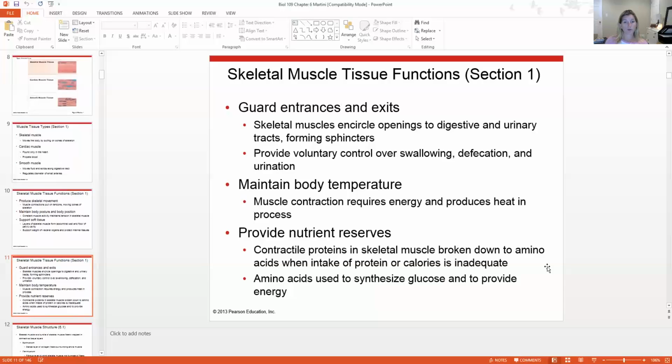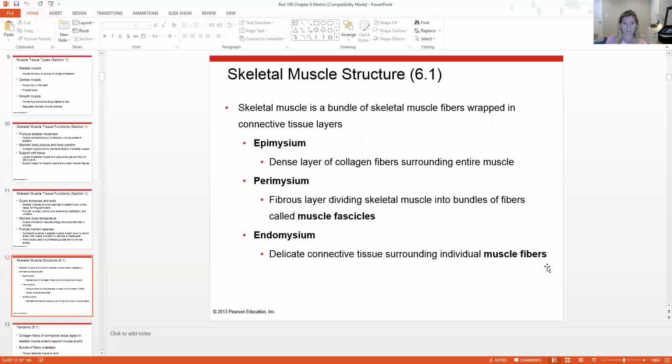It's also there for nutrient reserves. The contractile proteins can be broken down in times of need so that your body can have amino acids for energy. It's not the best source of energy. There's some waste products that are produced. This would be an ultimate starvation mode. People that are stranded in the middle of a forest or a desert and they're not eating much, they will begin to break down their muscle tissue if they don't have proper protein intake.